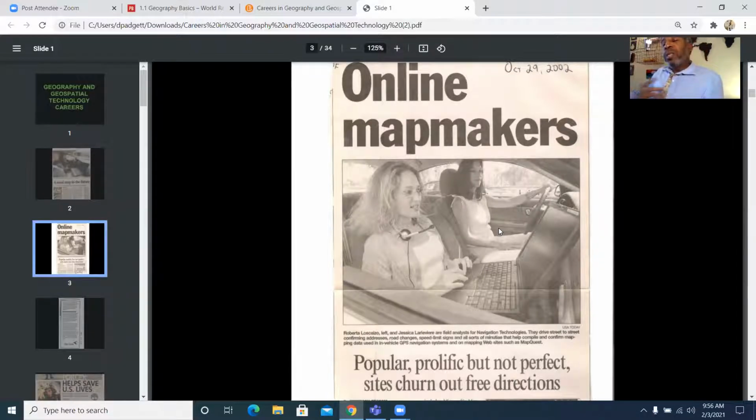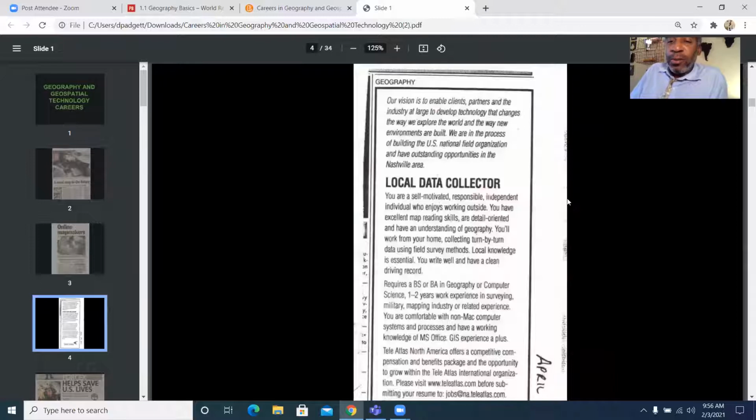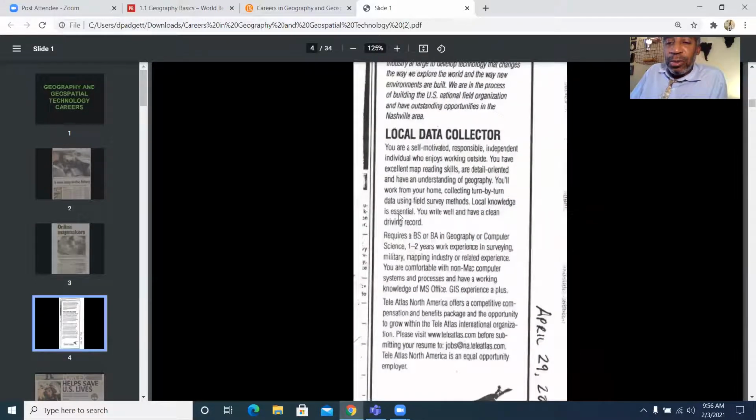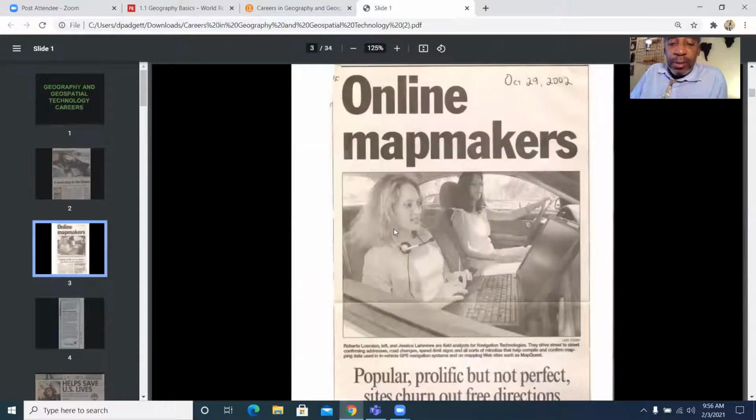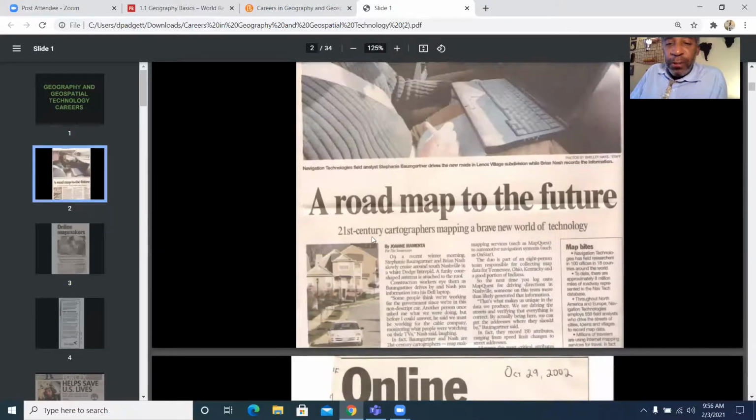So when you see images on Google Maps and some of these other platforms, they're not in real time. Who knows how old they are? And so there are people whose job it is to update the maps, and they refer to these people as 21st century cartographers. And so again, cartography is the art and science of map making.